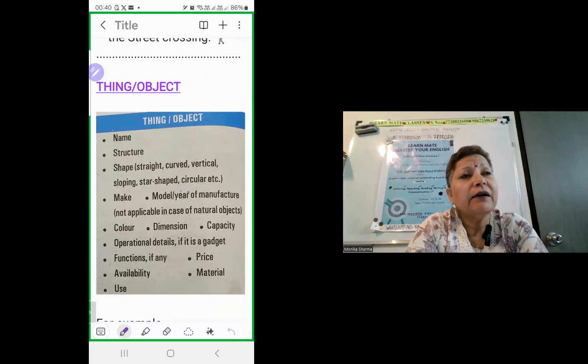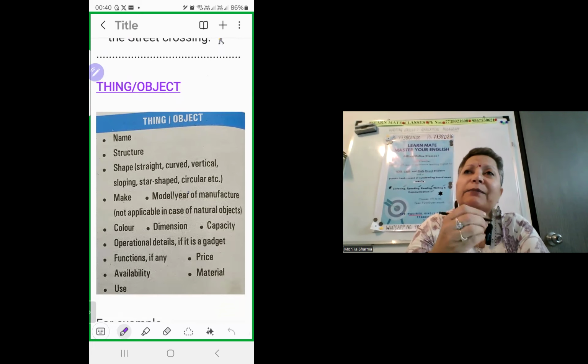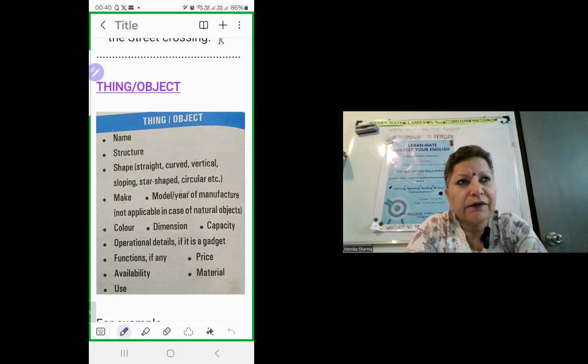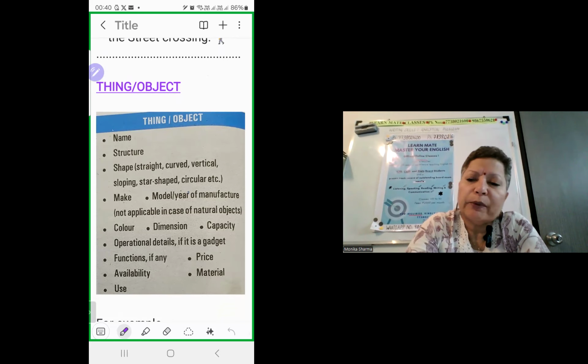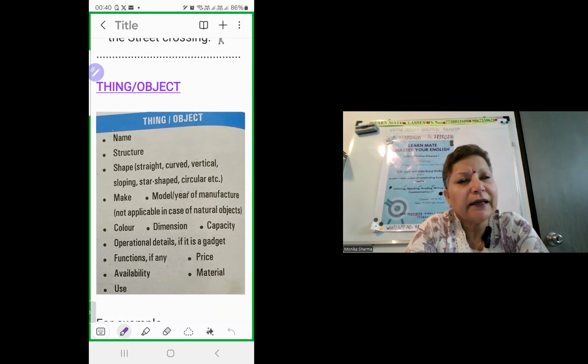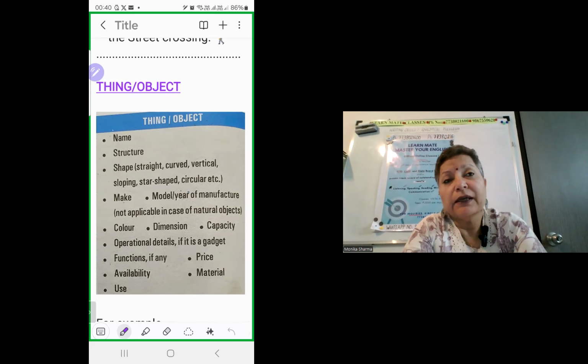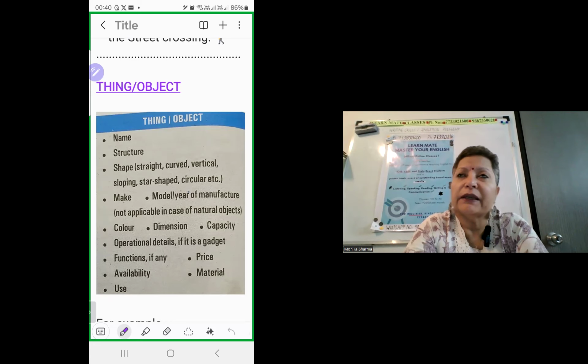If you're talking about a particular pen, suppose I ask you to describe a Reynolds pen. You know that a Reynolds pen has a refill, and it generally is a ballpoint pen, and you can continue writing that. But if it is in generic, you're asked to describe a pen, it can have a number of shapes. It can be short, it can be long, it can be slim, it can be fat, it can be a ball pen, it can be a gel pen. So there are varieties. Then you have to mention the shape, the straight, curved, vertical, sloping, star shape, circular, etc.